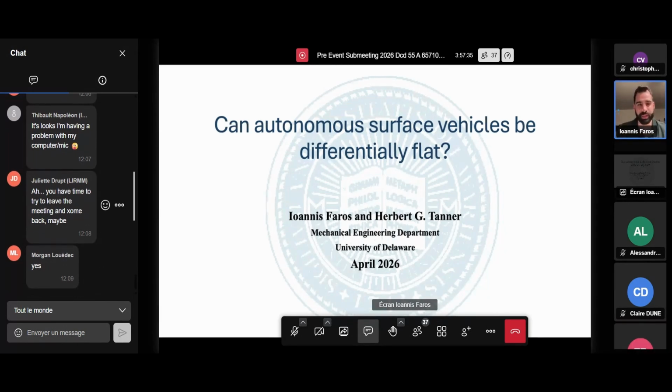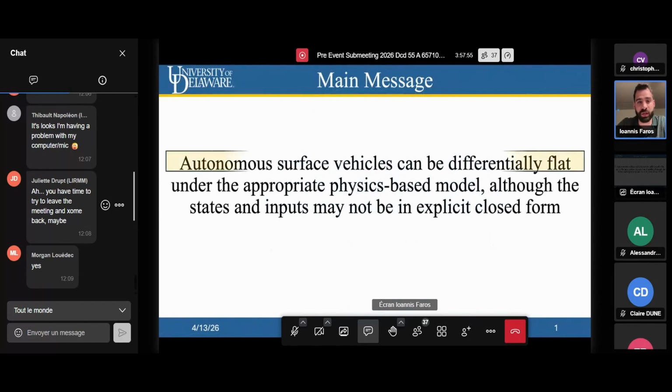I'm Ioannis Faros, and I'm a PhD student with Dr. Tanner at the University of Delaware. And basically, today I'm going to present our work on differentially flat systems, and I'm going to answer this question: Can autonomous surface vehicles be differentially flat? So the answer to that question is, of course, yes.